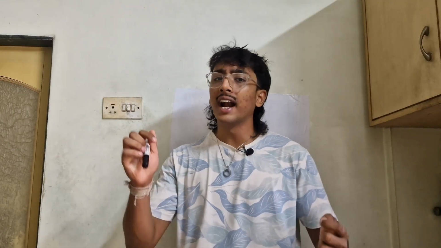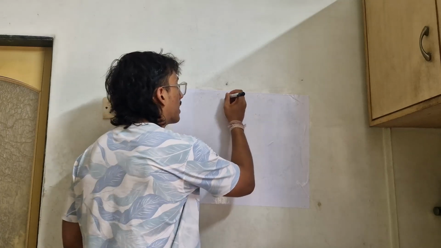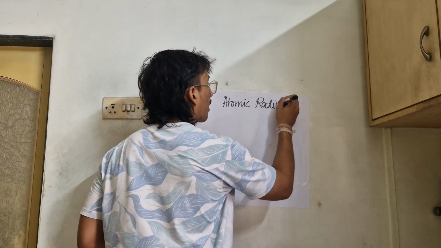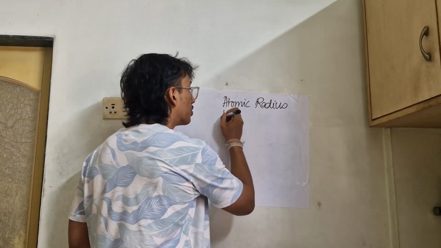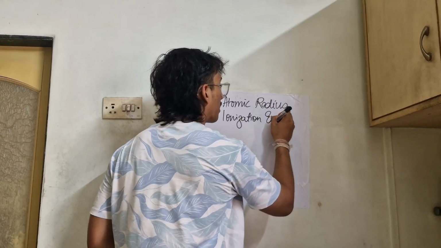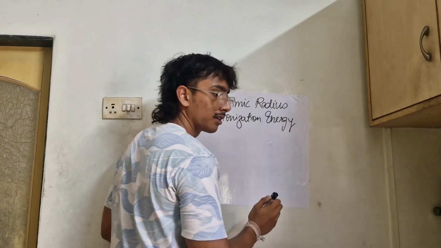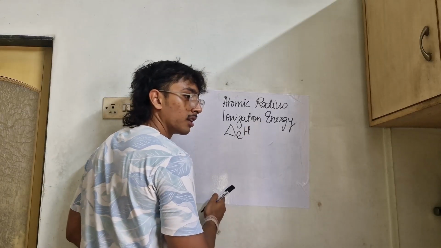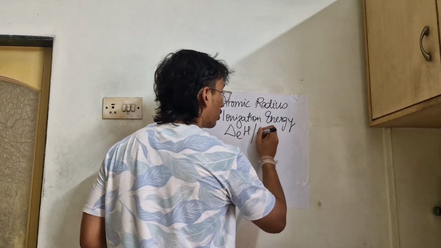Every single property that we're going to discuss today is going to link back to the exact same idea of how well the nucleus can pull the electrons towards itself and to what extent electrons are pushing themselves away from each other. So whatever we are discussing today: atomic radius, ionization energy, electron affinity or electron gain enthalpy. In some books they write it like this.